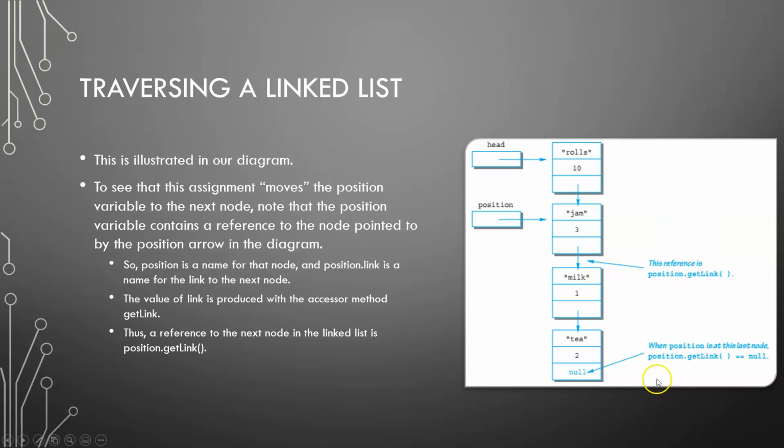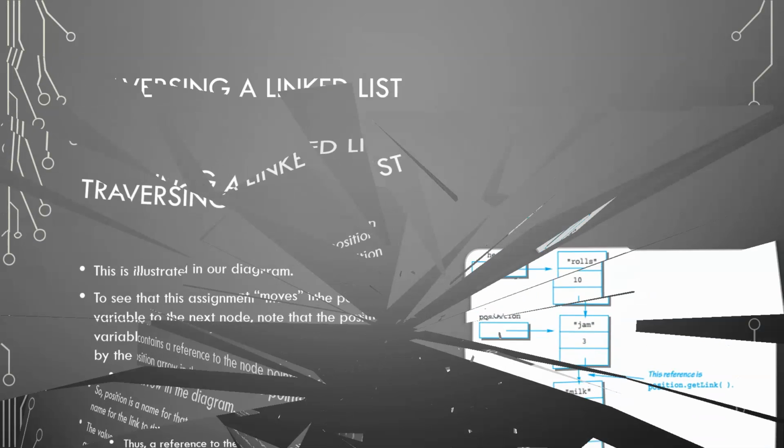Down here, position.link is equal to null because it's the last node. We can move the position variable by giving it the value of position.getLink(). That's why we say position equals position.getLink(). So like this one right here, position equals position.getLink() moves it down. Then when this one runs, it's going to move to here. And when it runs to here, this is null. That's the end of the list.